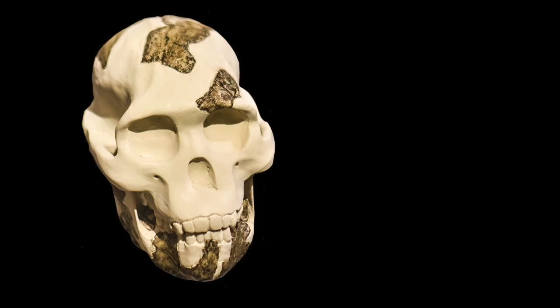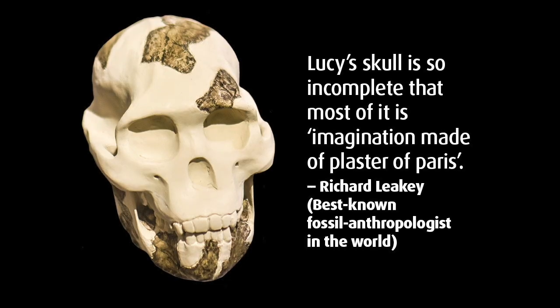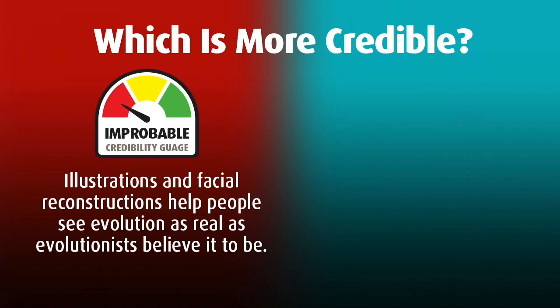Now, this is the completed skull of Lucy. The brown parts are the parts that actually they've found. The rest of it is just what they assume the rest of it was. Richard Leakey is a very well-known fossil anthropologist. He's perhaps the most famous fossil anthropologist in the whole world. And he said about this that Lucy's skull is so incomplete that most of it is imagination made of plaster of Paris. He's recognizing that people are taking more than liberties with their interpretations of these finds, and they're building cases built more on imagination than on real fact. So, which one is more credible?